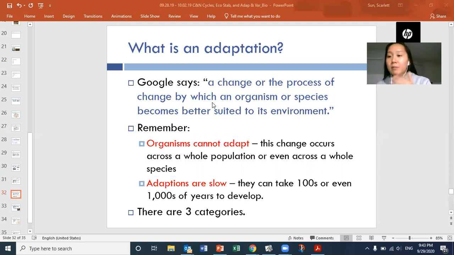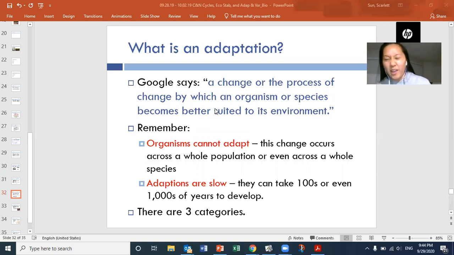Okay, but when the environment changes, then maybe it shifts towards a different group within a species or within a population that better fit the new environment, right? So remember, organisms cannot adapt. Organisms, yourselves, your genes don't change enough for you to have an adaptation within your lifetime, okay? Even just a couple having kids, that's not adaptation. Adaptations don't occur in small groups. They occur in large populations or in a species overall, okay?